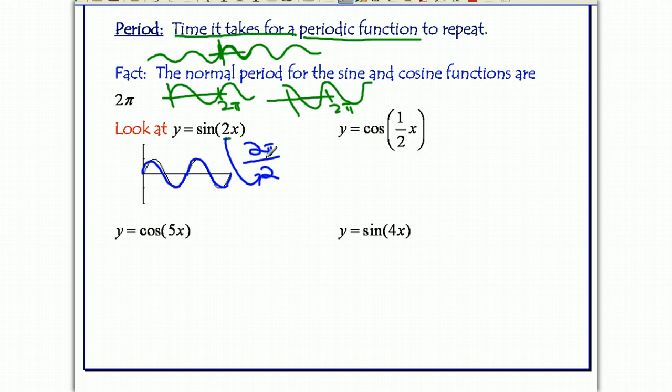So you take your normal period, you divide it by 2, because now we get a full cycle of our sine graph in pi radians. So the 2 on the inside makes it occur twice as fast, or it cuts your period in half. So twice as fast would mean the same thing as cutting the period in half. Okay, same things are going to happen with the cosine graph.